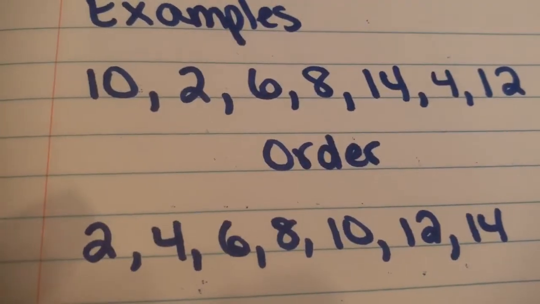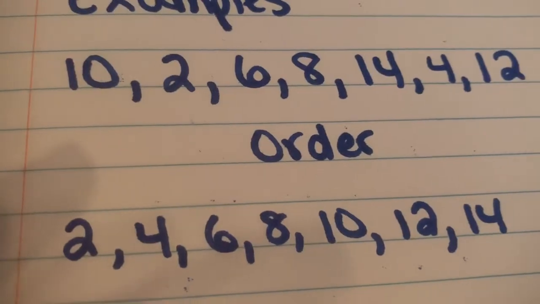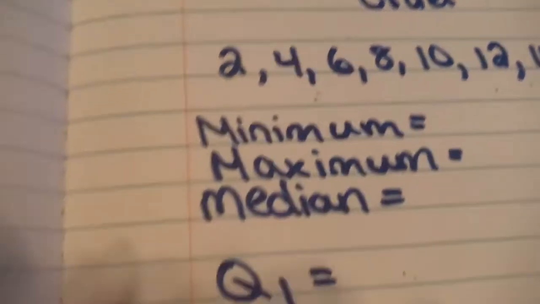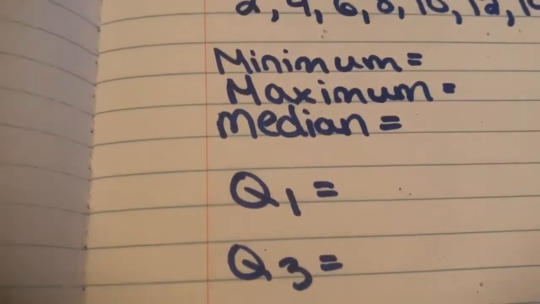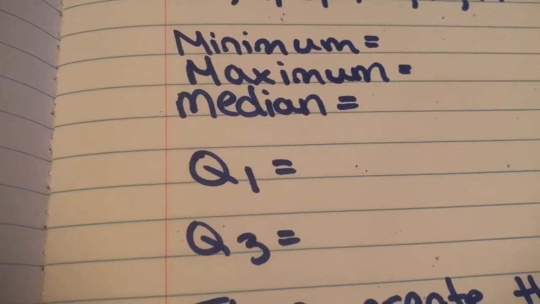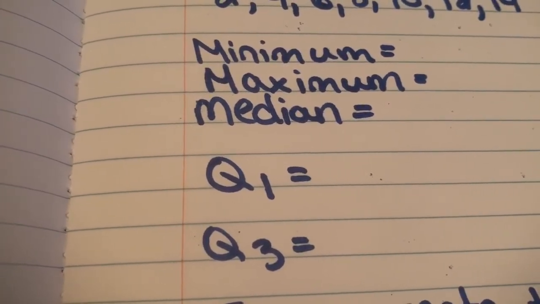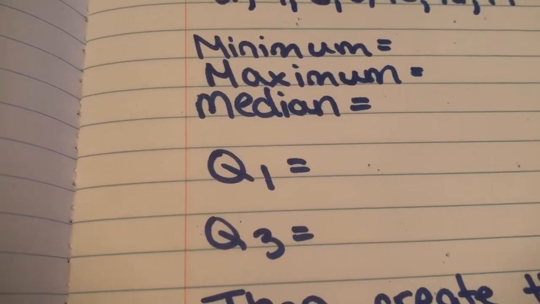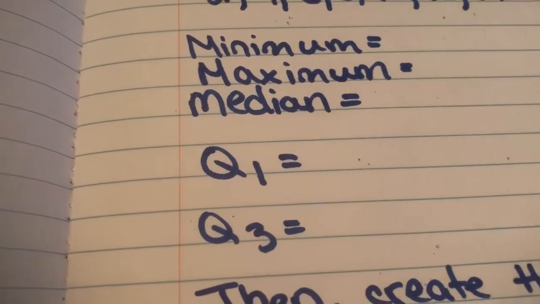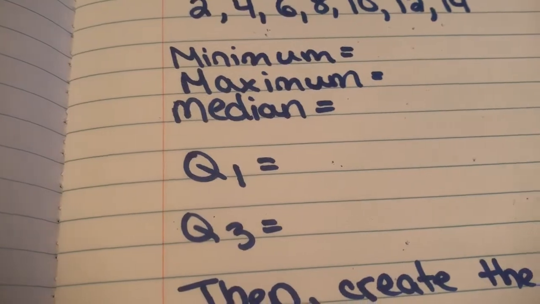Okay, so you should have come up with this. So we need to create the 5-number summary, and the 5-number summary is represented with these 5 things. Again, the minimum being the smallest number, the maximum the largest, the median the middle. The Q1 is the quartile 1, the Q3 is the quartile 3. So let's go back and take a moment. If you understood the first part, see if you can figure those ones out.